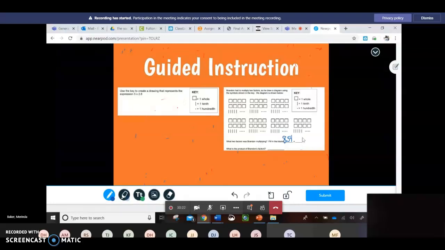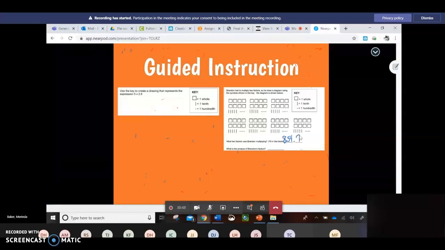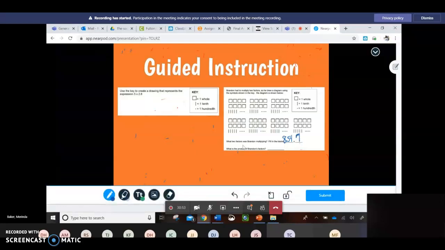Now I need to fill in this space right here. And I know the other factor based on how many groups. So how many groups of 8 and 54 hundredths do I have? 7? Yes, I have 7. So our 2 factors that Brandon is multiplying are 8 and 54 hundredths times 7. Okay, so now it says, what is the product of Brandon's factors?